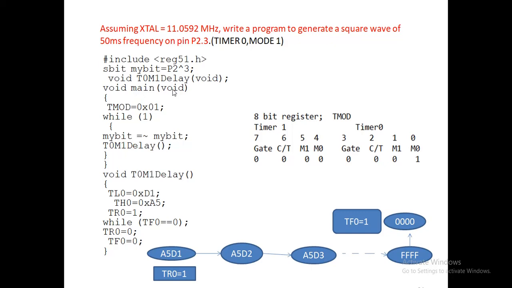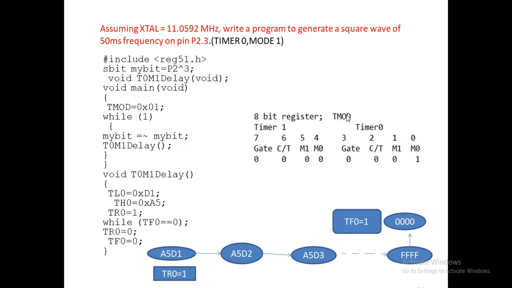Now void main. Here TMOD = 0x01 is a very important register to configure which mode of operation and which timer you want to use. You have to tell the microcontroller which timer you want to use and which mode you want to use, with the help of this TMOD register only. Then only your microcontroller understands that. According to that, it will choose the timer, execute the program, and generate the square wave.